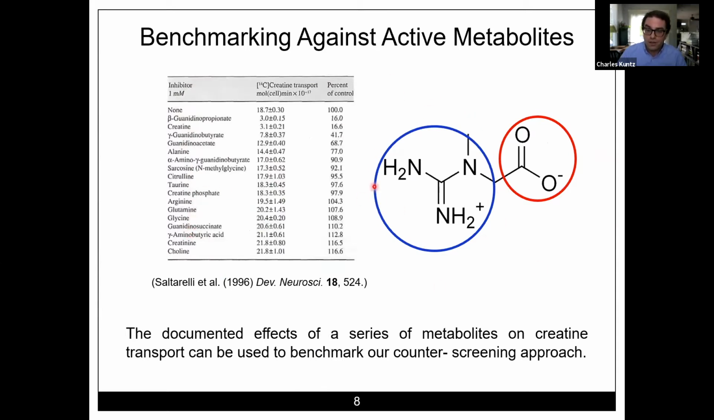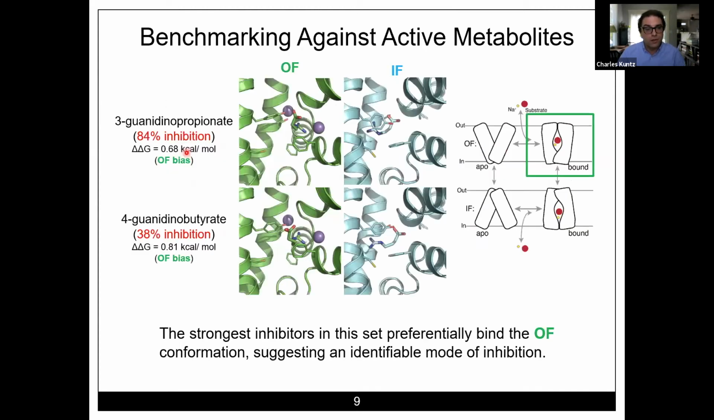Overall, we can see that there's a general pharmacophore among many of these metabolites. That's because creatine itself has this guanidino group that's probably bound within the substrate site to a cysteine residue, and this carboxylic acid group that's bound to either the sodiums or the backbone of TM1. And these inhibitors all have these two functional groups.